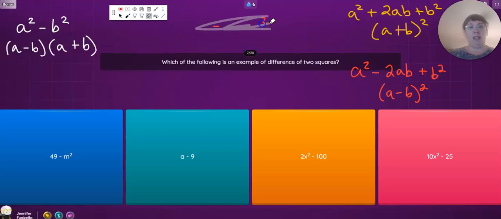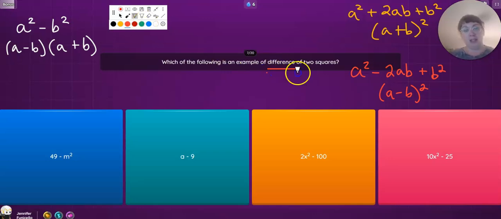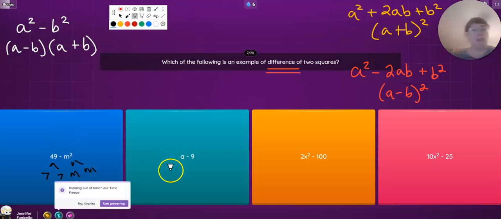Which of the following is an example of difference of 2 squares? So we have to have difference, which is subtraction. They all have subtraction, so that's good. Then we're looking for perfect square numbers. So 49 is 7 times 7. M squared is m times m. So that one looks good. That one looks possible. Let's keep going.